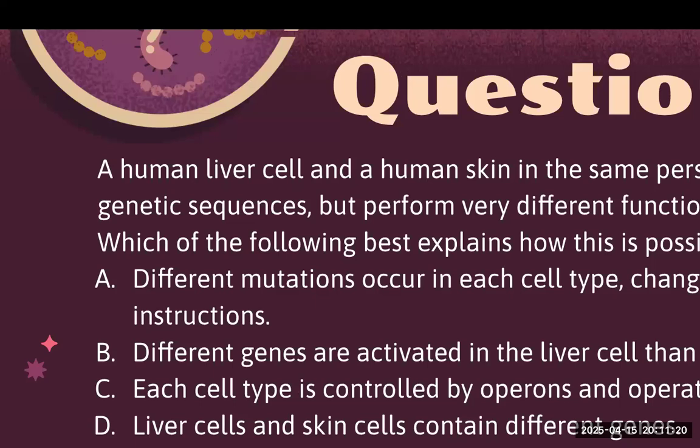Okay. Question. A human liver cell and a human skin cell in the same person have the same genetic sequences, but perform very different functions. Which explains why this is possible? So this goes into the transcriptional regulation. B. Different genes are activated in the liver cell than in the skin cell. This is talking about what we've talked about in previous units too, which is choosing which genes are being expressed through this transcriptional regulation.